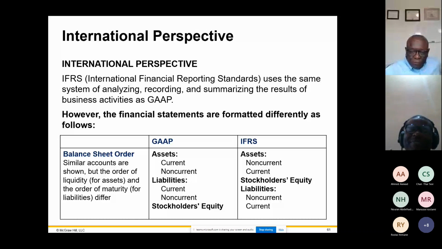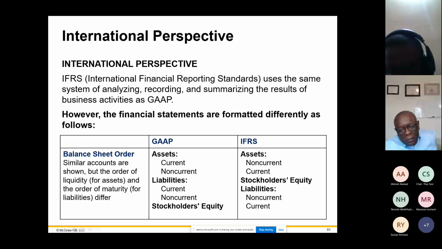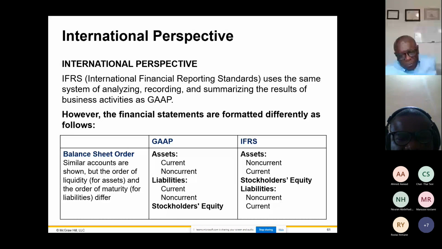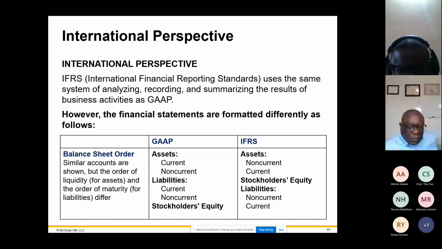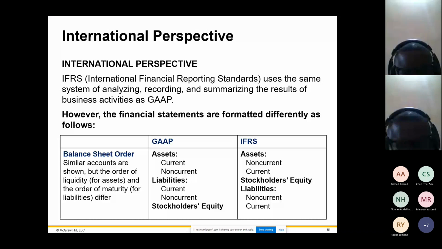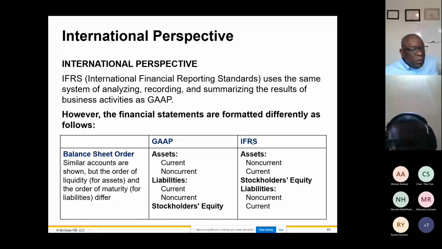If you look at GAAP, who still remembers what GAAP stands for? Generally accepted accounting principles. Very good. So IFRS is the international standard. Everything is governed by the same accounting, double-entry transactions, debit, credit, and so forth. But their reporting of the financial statements is slightly different.